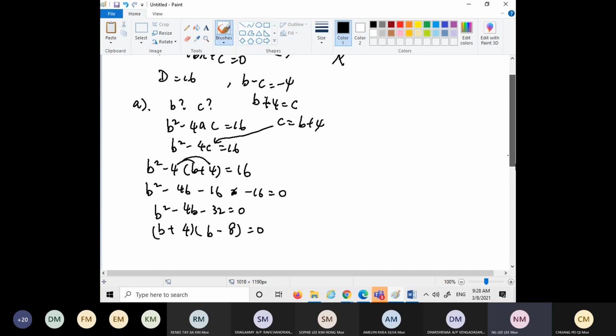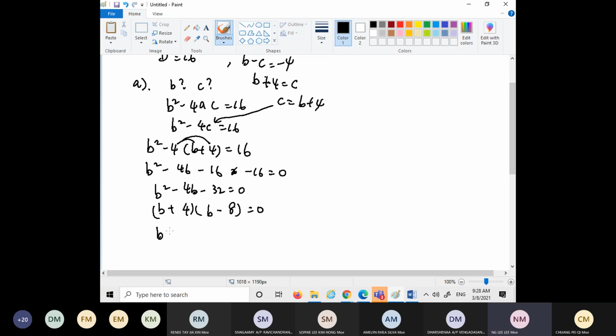Therefore I get the answer for b. So b is negative 4, the other one b is 8. So you got 2 answers for b, but remember, at the beginning of the question, they tell you b and c are positive, so you got to reject this answer. Therefore b is 8. Then continue substituting. When b is equal to 8, what is c? c equals 8 plus 4, so it's 12. Done for part A.